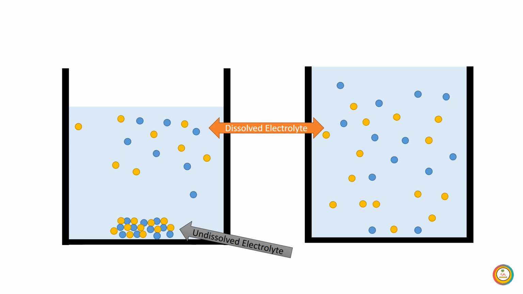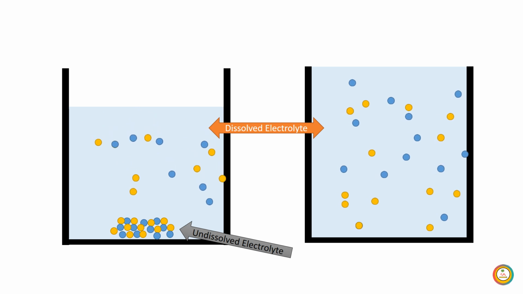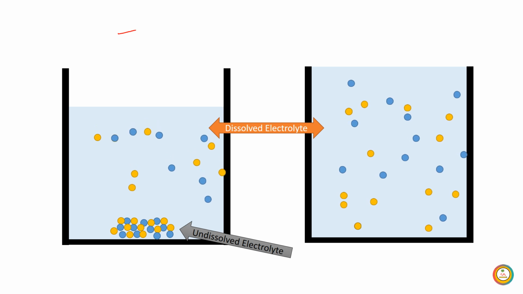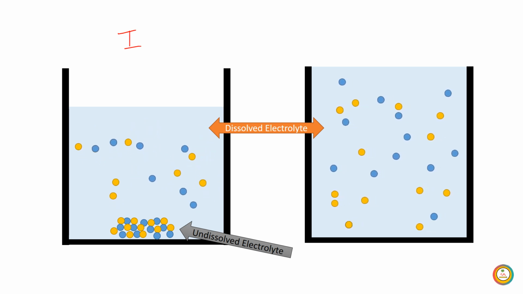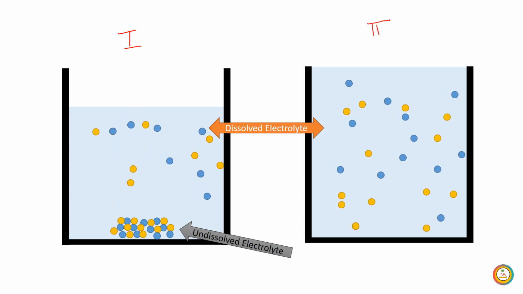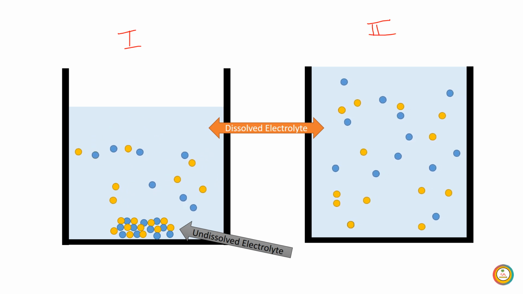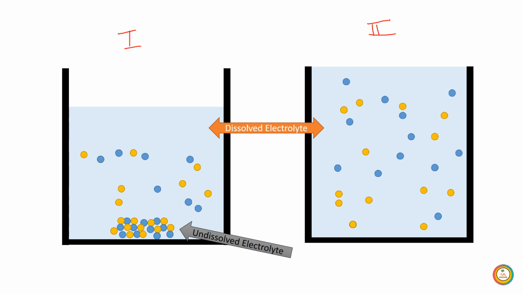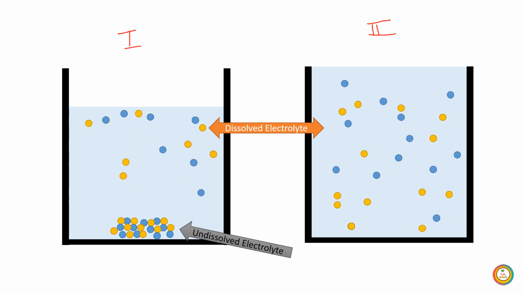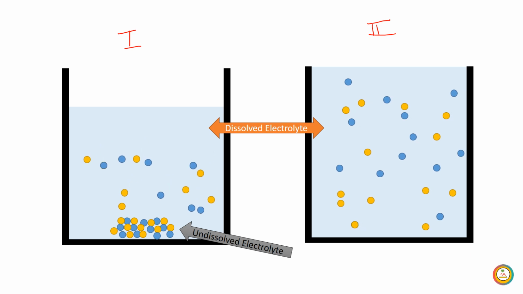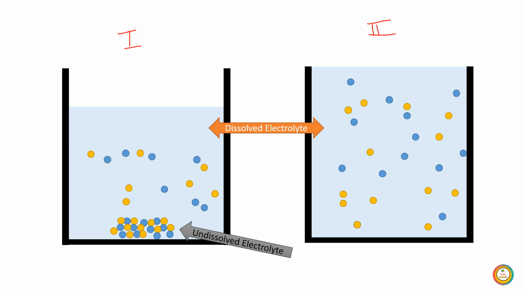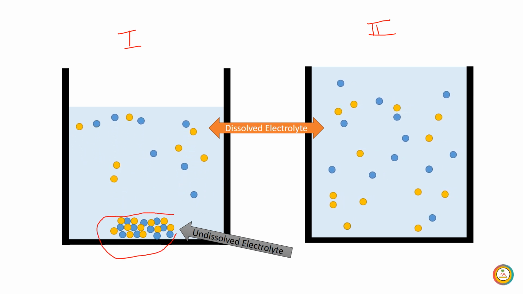Now with the help of this practical example, we try to understand Kohlrausch's law. Observe that we have two conditions. The first condition is this one and the second condition is this one. In the first condition, dilution is low. In the second condition, dilution is high. We add more solvent. Look at the first condition. In the first condition, these are the particles that are dissolved, and this particle is the undissolved electrolyte.